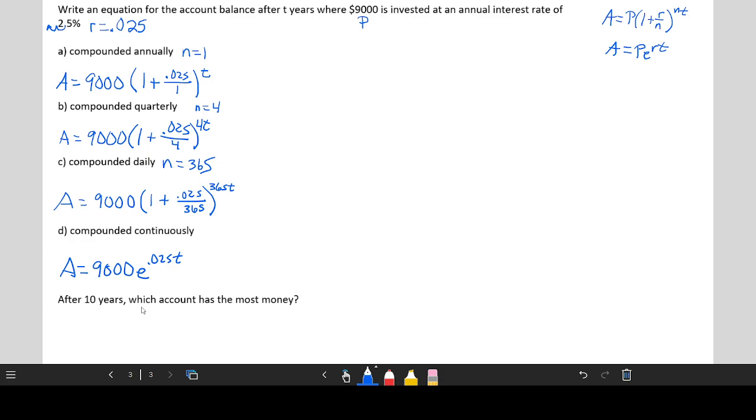So on that note, we want to know here after 10 years which account has the most money. So I'm going to do that off to the side here. So 10 years, that's the value of t, right? So we're just plugging in 10 for t here. And so like I said, you can plug in 9,000 times 1.025 to the 10th, and your calculator, if you have a scientific or graphing calculator, it should know order of operations, and it'll know to do the exponent first and then the multiplication.